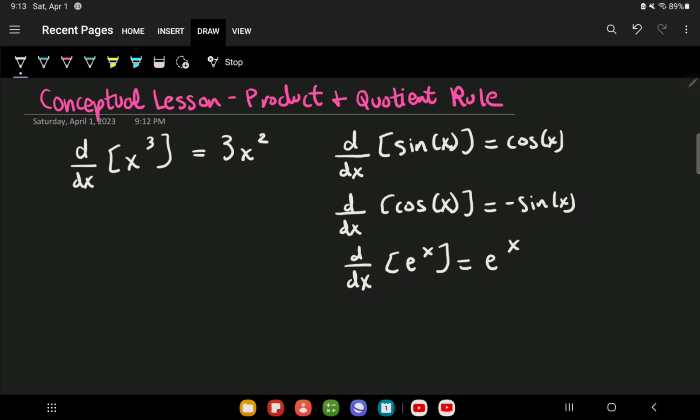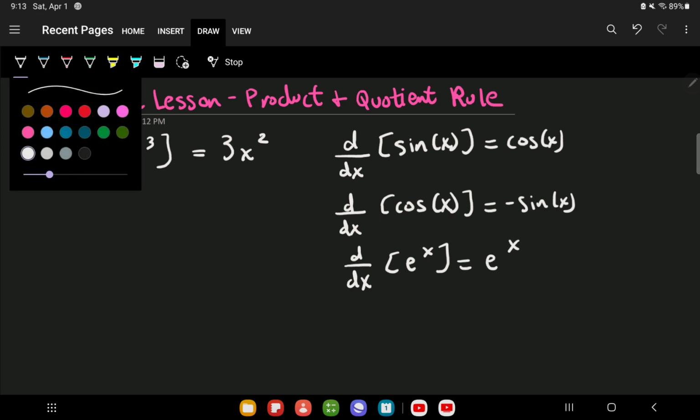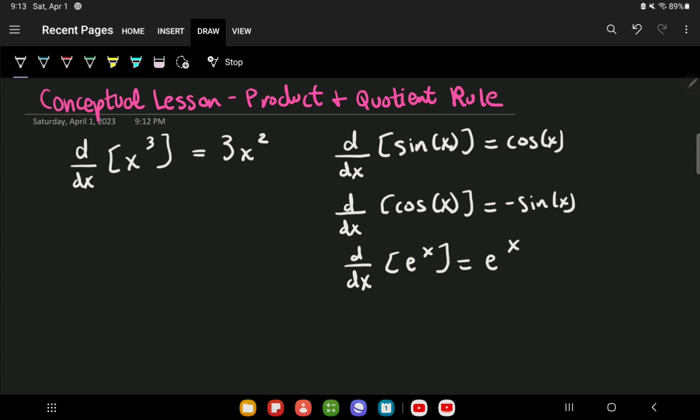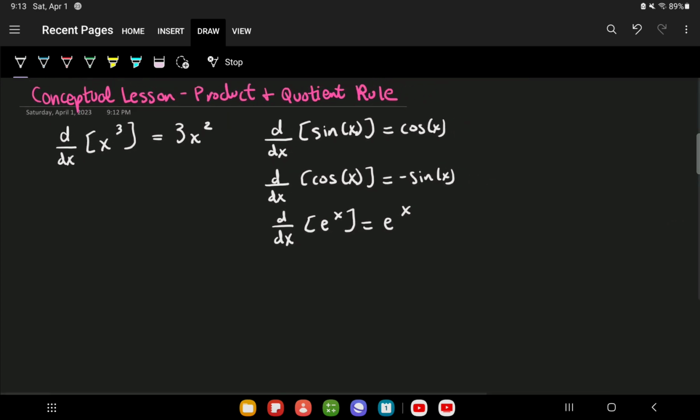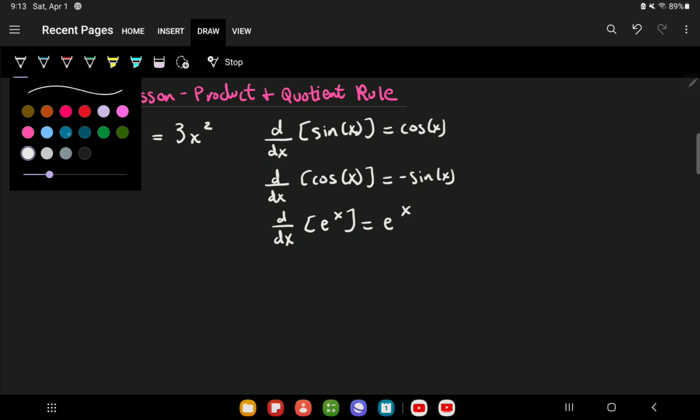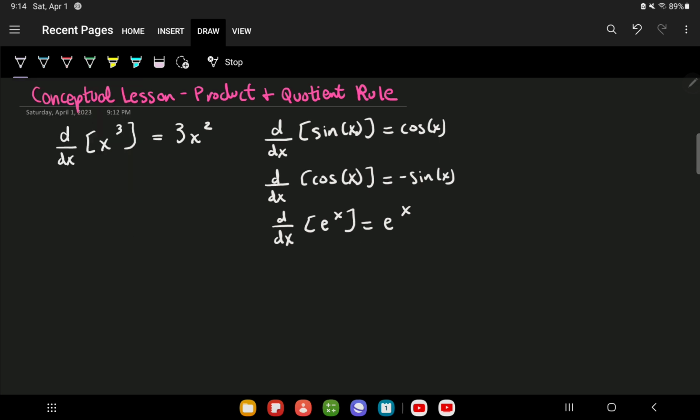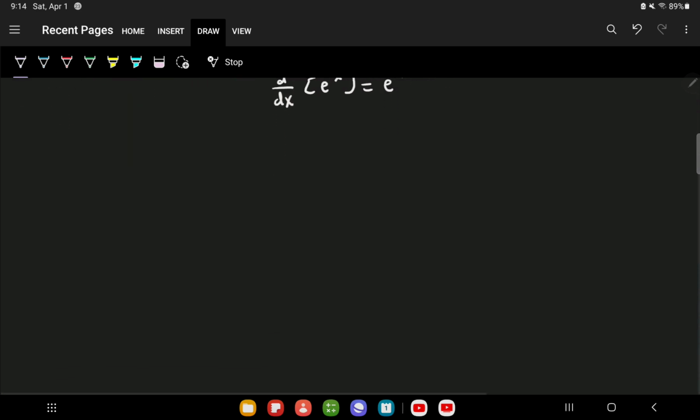Okay. Now that we know a couple of the basic rules, what if we multiply two things together? How do we approach this problem? Right? So the two rules we have is if we multiply, we have to use something called the product rule. If we divide something, we have to use the quotient rule. So the first thing, let's learn the product rule.